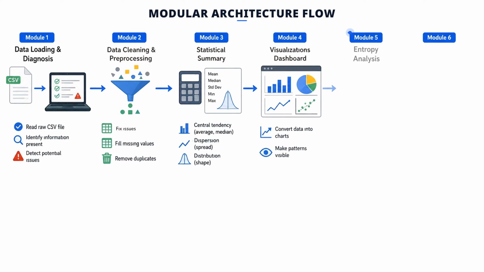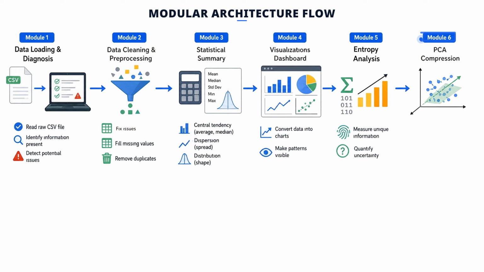Following that is Module 5, which handles entropy analysis. This is a more advanced step. We use it to quantify the uncertainty and measure exactly how much unique information is actually present in our dataset. Finally, we hit Module 6 for PCA compression. PCA helps us take highly complex, multidimensional data and reduce it down to a more manageable form, all while strictly preserving the most essential patterns.